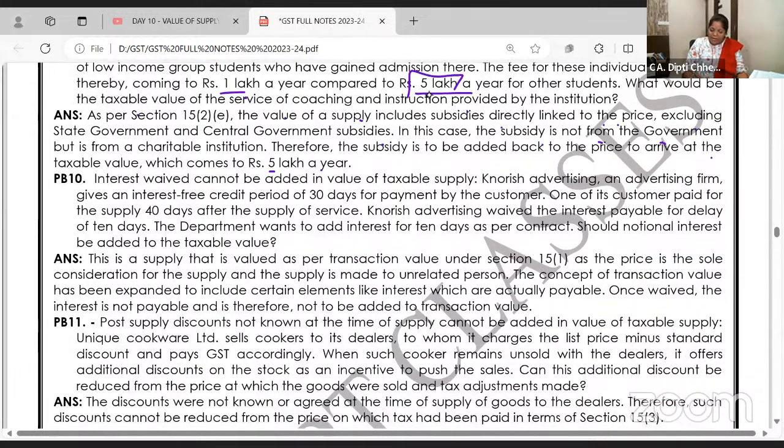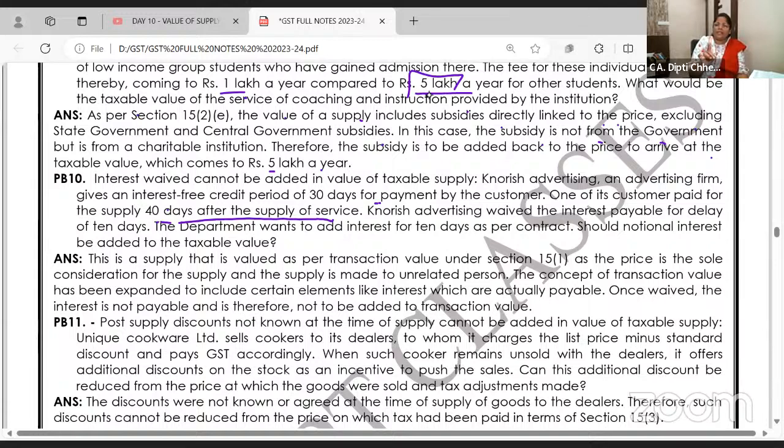Interest waived cannot be added in the value of taxable supply. Nourish Advertising, an advertising firm, gives an interest-free credit period of 30 days for payment. One of its customers, for the supply, pays 40 days after the supply of service.